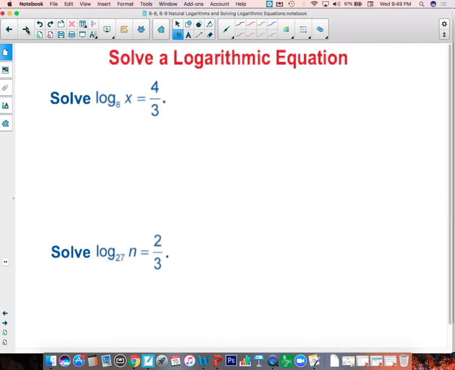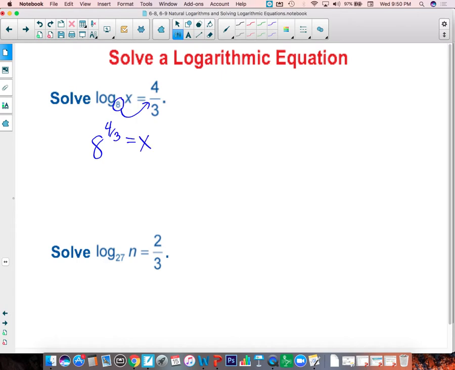All right, so solving a logarithmic equation here. I'm going to show you two ways to do these, and either way you want to do it is your choice. Now, we can do these equations just like we have before. I'm just going to change it from a logarithm to an exponential. So I take base to my exponent, right? 8 to the 4/3 equals x. And then I actually have to evaluate this.